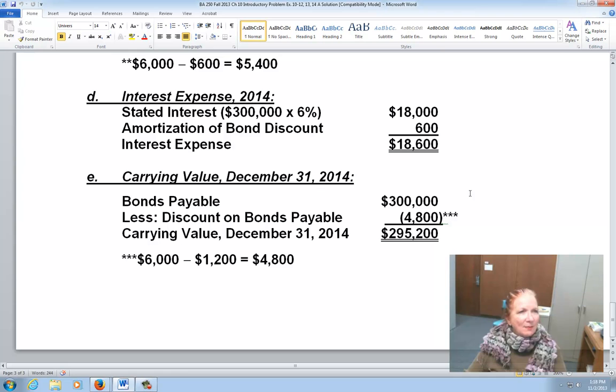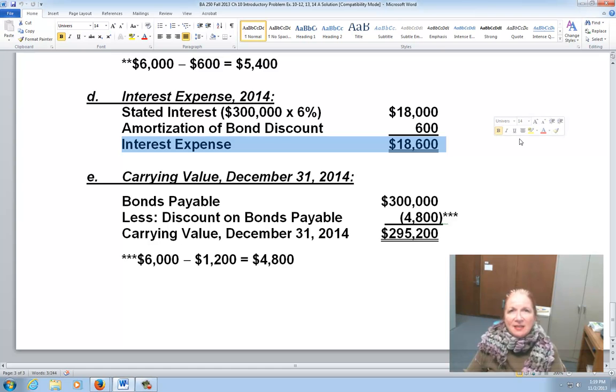So now the stated rate of interest in 2013 and 14. Well, again, the stated rate of interest is 6% times $300,000 for $18,000. We're now going to do the amortization of the bond, and since we're doing this straight line, it's $600 every year. So the interest expense is $18,600 every year, so that interest expense stays the same.